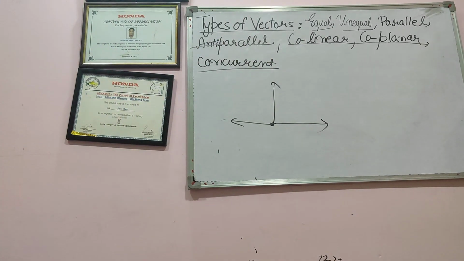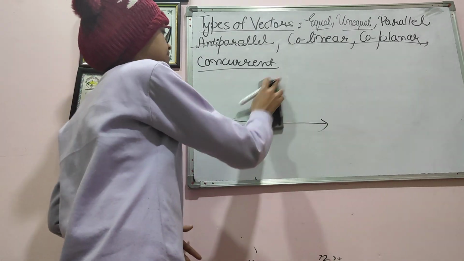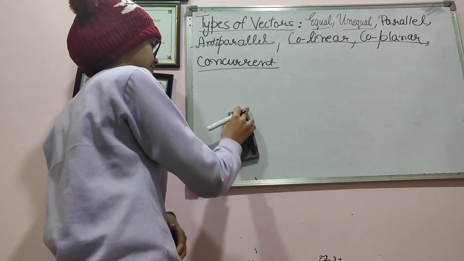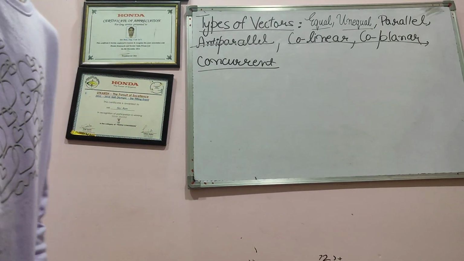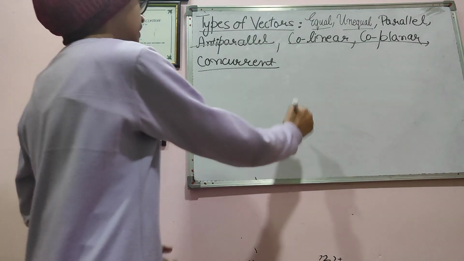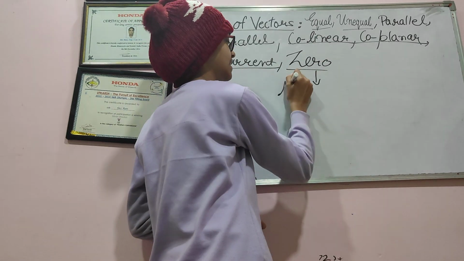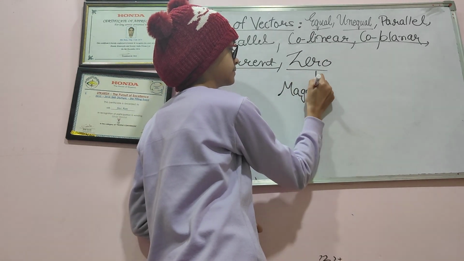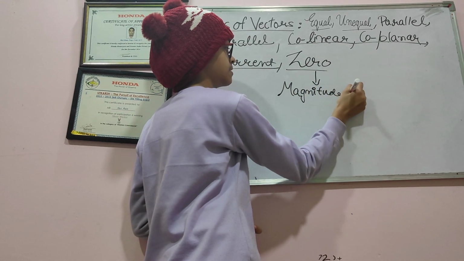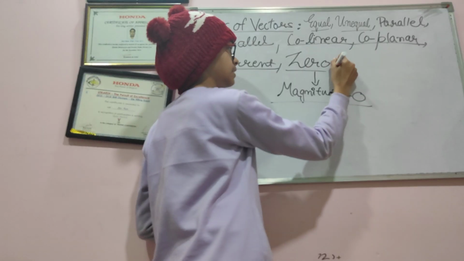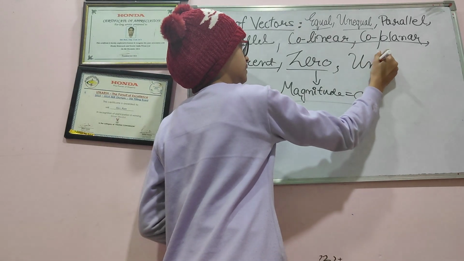Next, we have the last 2, that is zero and unit. Zero. It's really easy. When the magnitude is 0, it is a zero vector. Next we have unit.